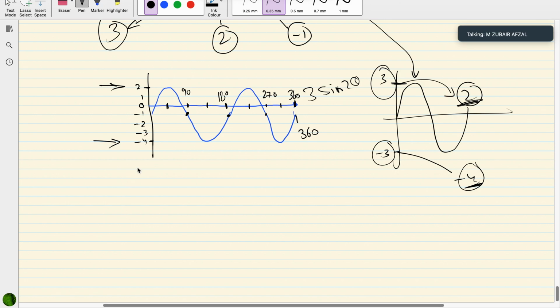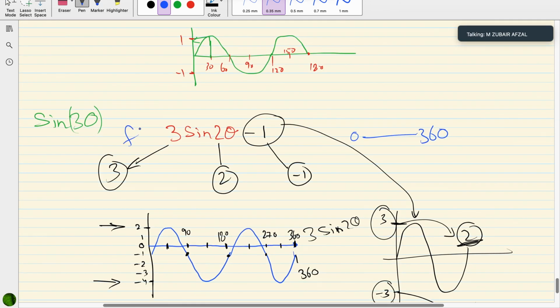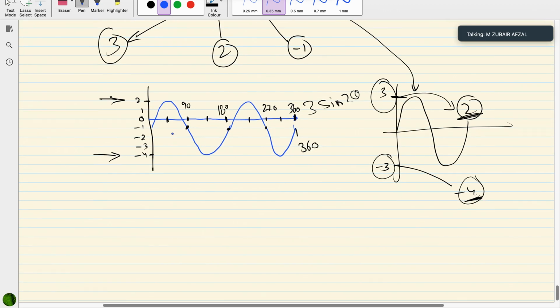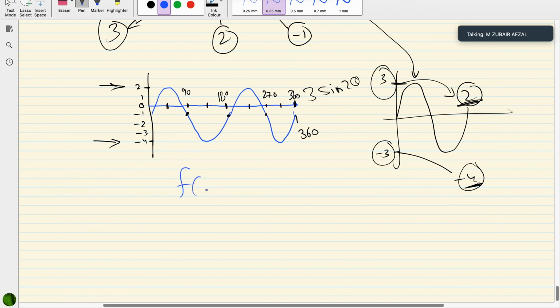Now from the sketch or without the sketch, you can always tell the range. For example, this very graph, let us call it f of x. If I say f of theta, because I've used theta, let us call it f of theta. So f of theta actually lies between minus 4 and 2. This is the range. It lies between minus 4 and 2.